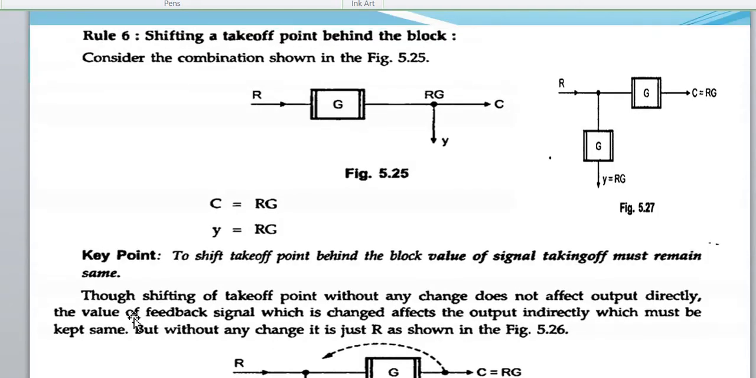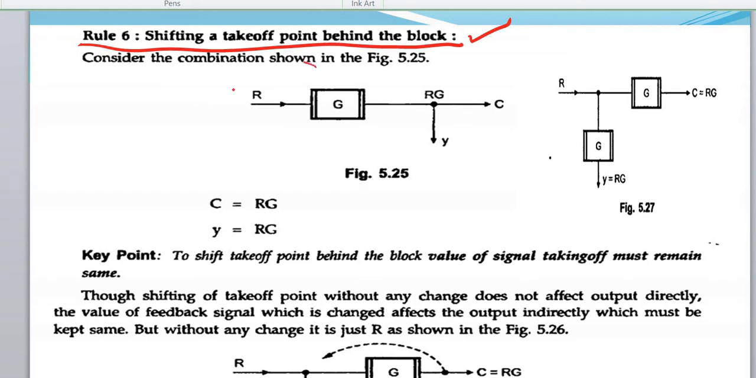Now moving to rule number 6. Summing point has 2 rules. Now the takeoff point. Shifting the takeoff point behind the block. Just shifting only. Rules number 4, 5, 6 and 7 are similar.